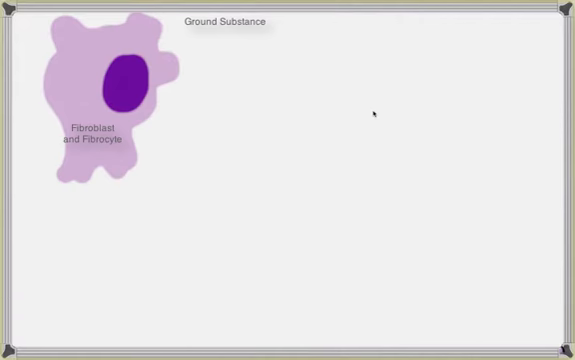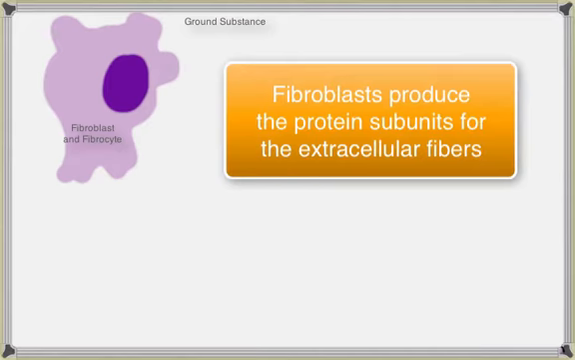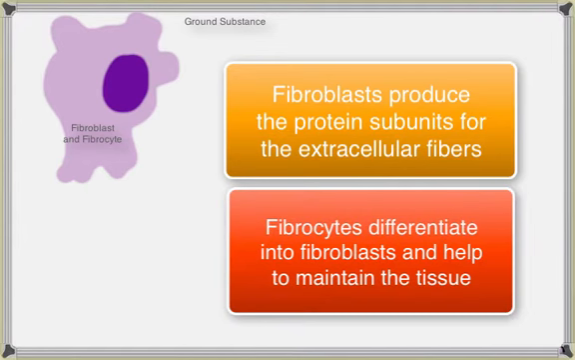Fibroblasts are one of the 2 most abundant permanent cells of connective tissue proper. They produce the proteins that form the extracellular fibers. Fibrocytes are the second most abundant cell in connective tissue proper, and they will differentiate into fibroblasts. They help to maintain the fibers of this tissue.